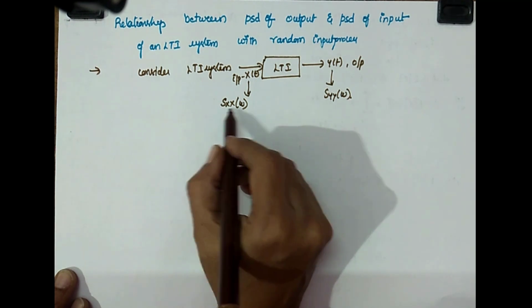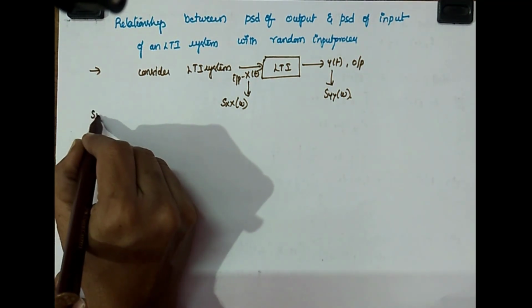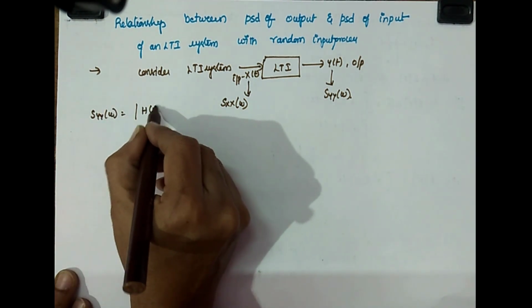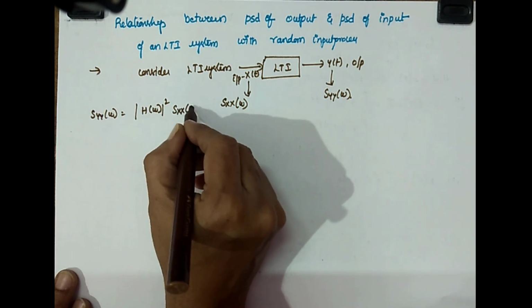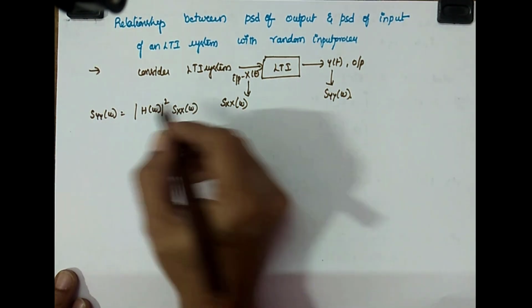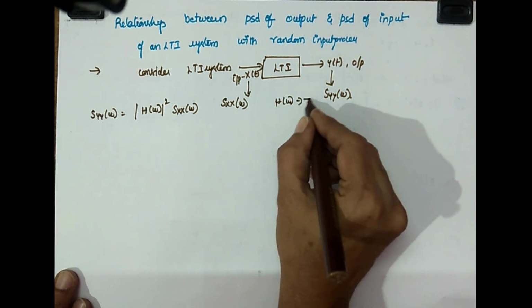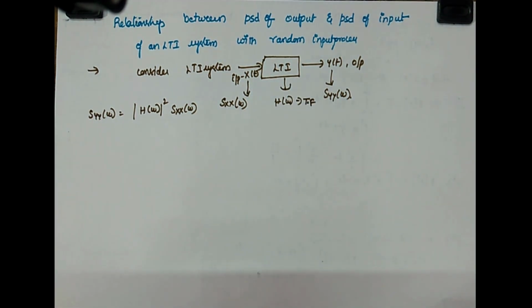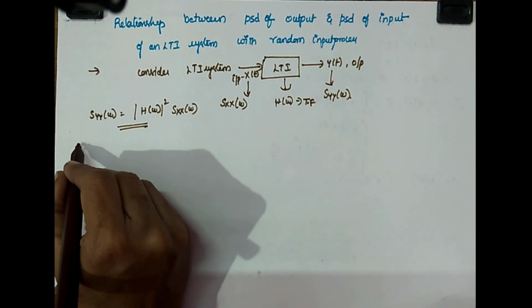The relation between Sxx of omega and Syy of omega is: Syy of omega is equal to mod H of omega whole square into Sxx of omega. What is this H of omega? H of omega is nothing but the transfer function of your LTI system. So this is the relation. Now we'll prove it.